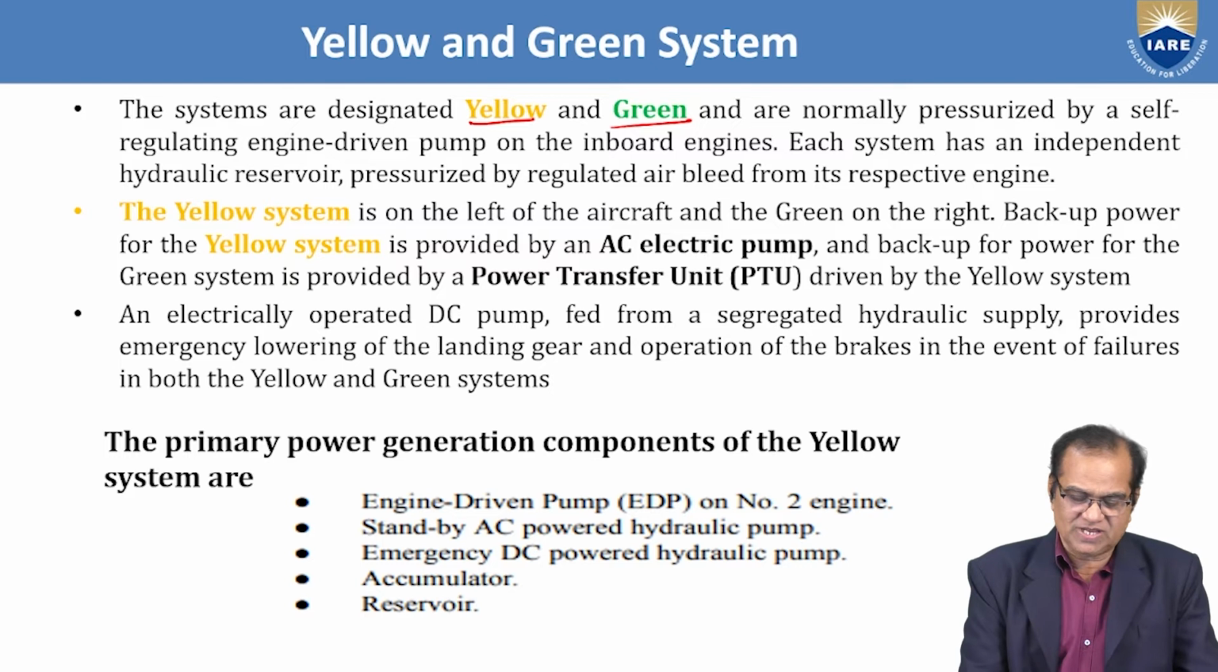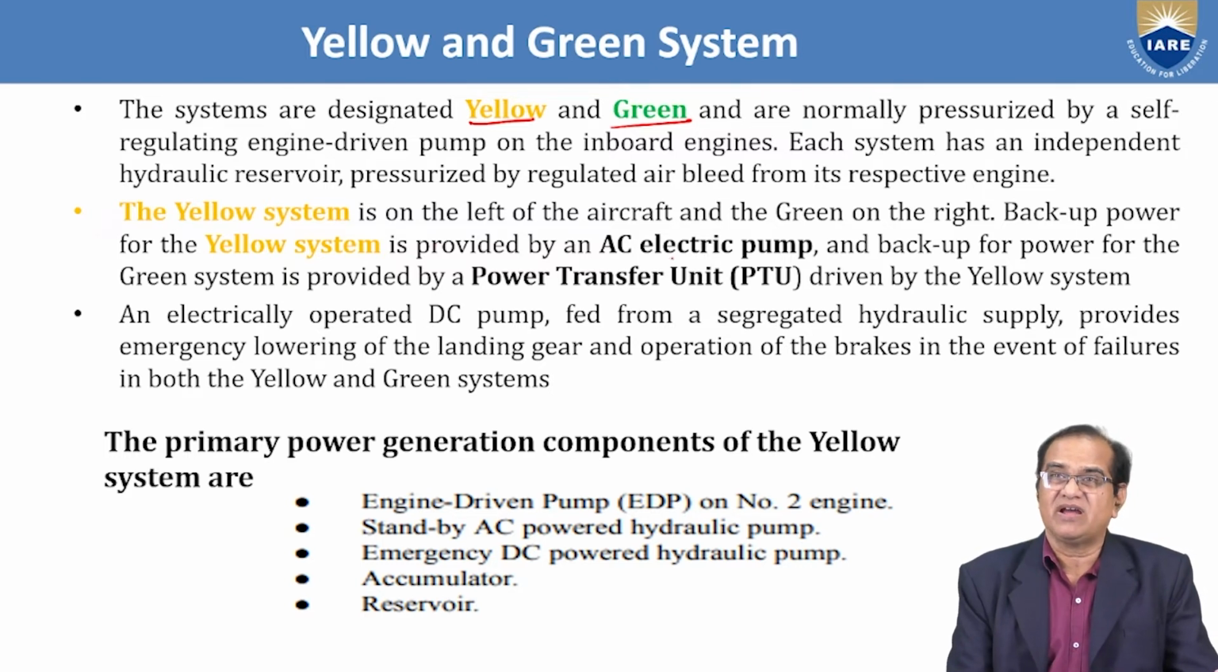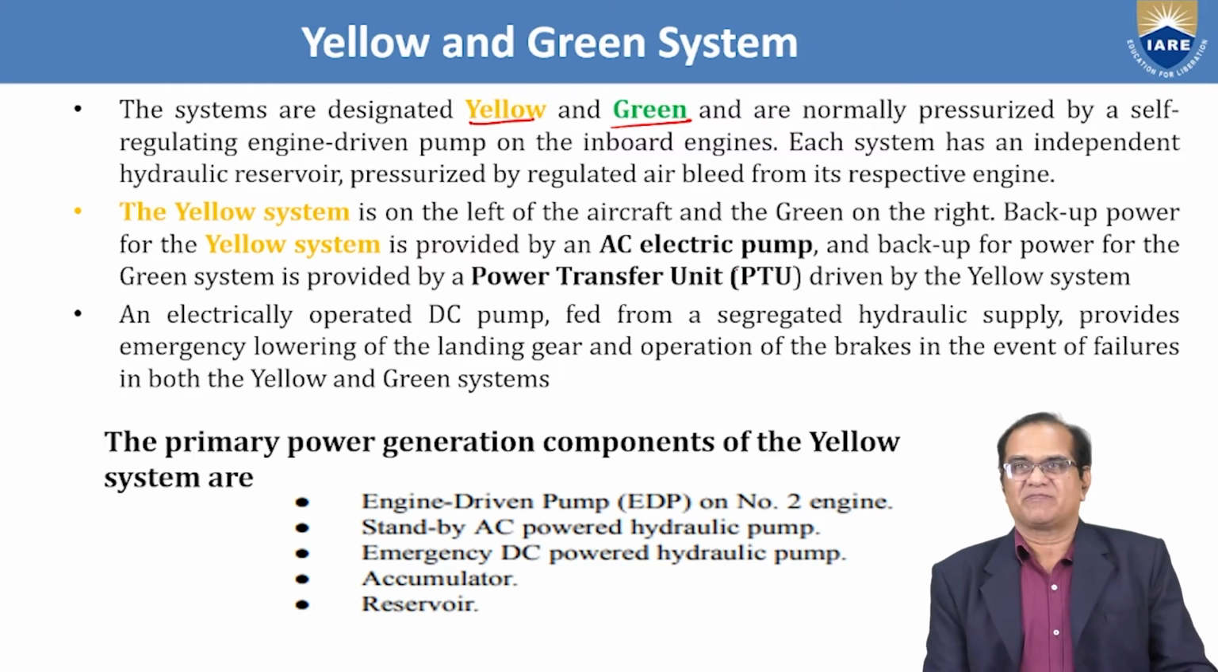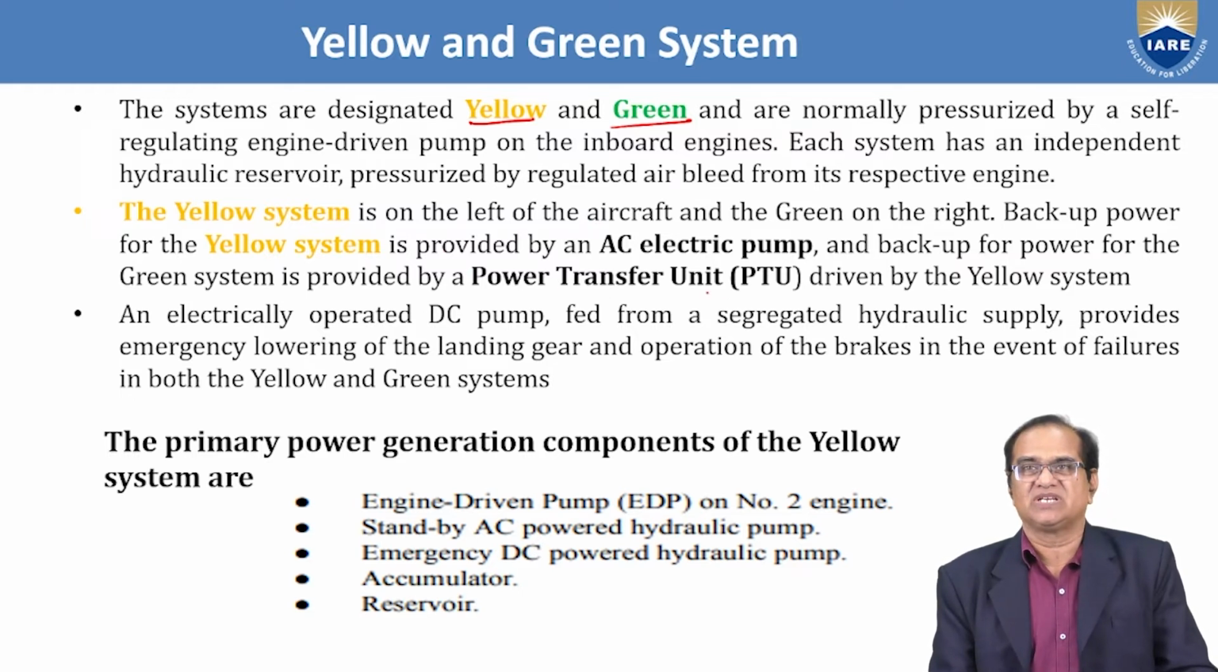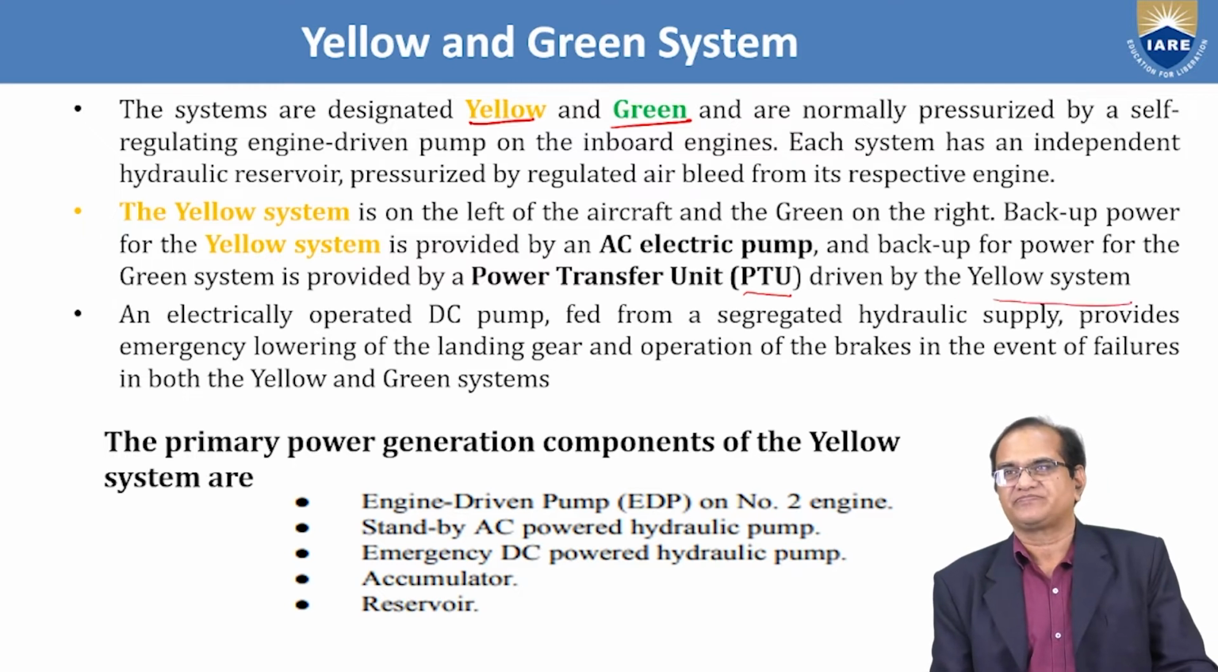So here we can see the yellow system is on the left side of the aircraft and the green is on the right side. Backup power of the yellow system is provided by an AC electric pump. So backup is given by the electric pump. And backup power for the green system is provided by a power transfer unit, driven by the yellow system.